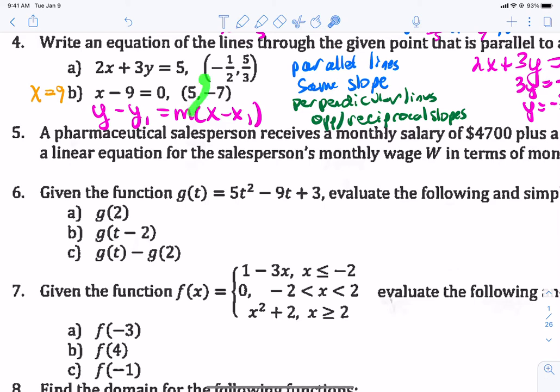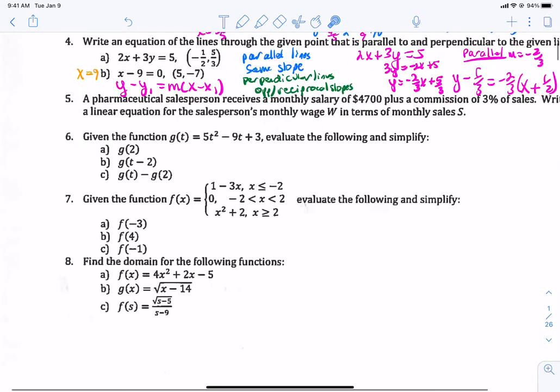So that one's kind of a tricky one. So perpendicular would be y equals -7. Parallel would be x equals 5, because they want you to recognize that this is a vertical line, okay? Okay, let's take a look at number 5.